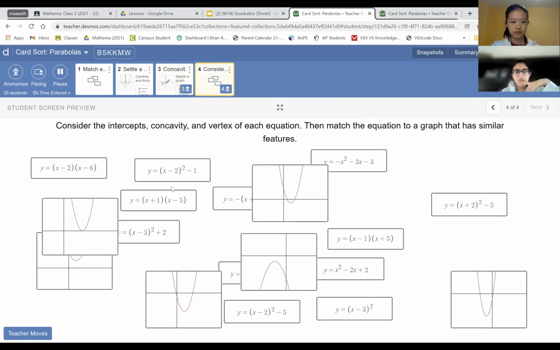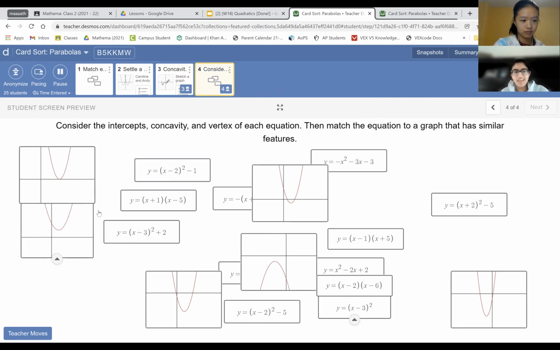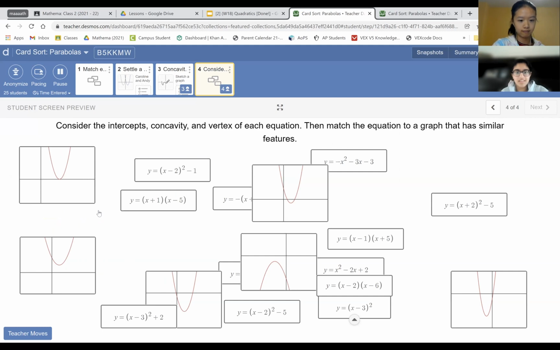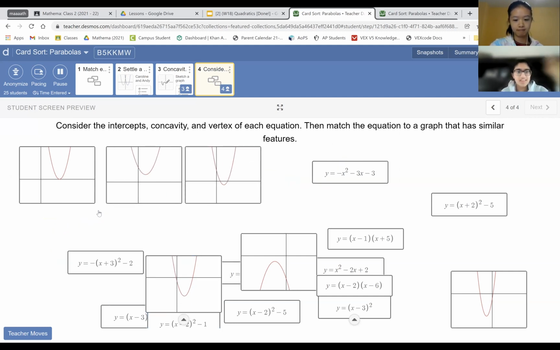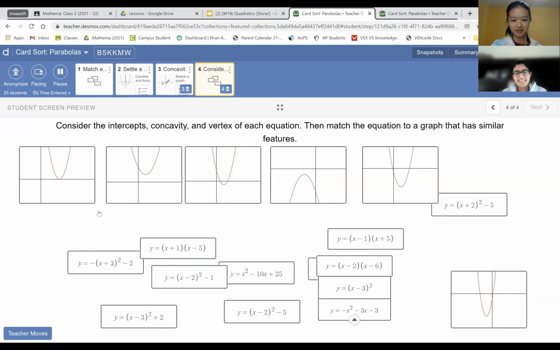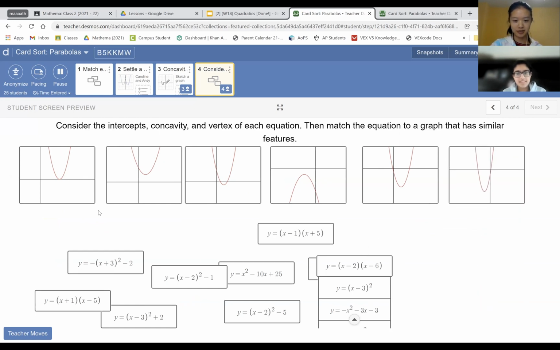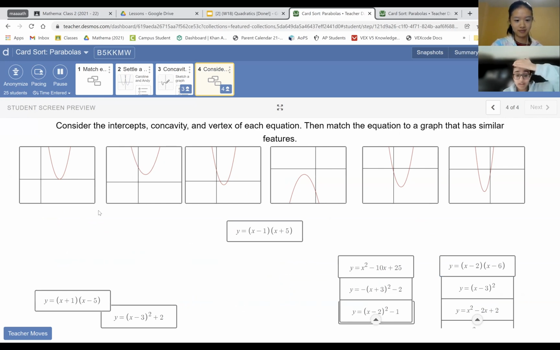Okay, so question 4. Consider the intercepts, concavity, and vertex of each equation. Then match the equation to the graph that has similar features. Okay, we can just look at everything one at a time. So I'll take the equations one at a time.